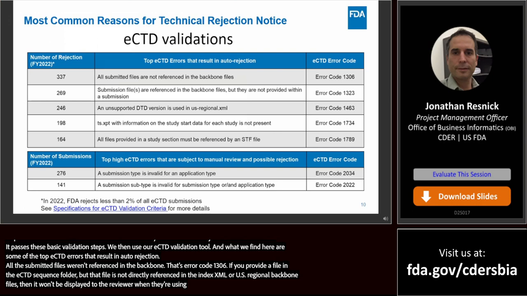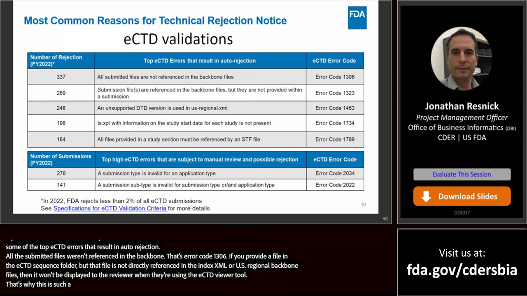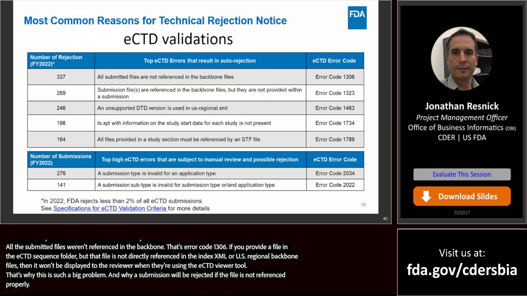That's why this is such a big problem and why a submission will be rejected if the file is not referenced properly. The second top reason for rejection is error code 1323. And in many ways, this is the reverse of error 1306.